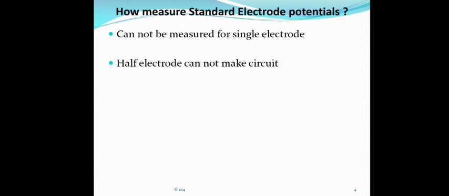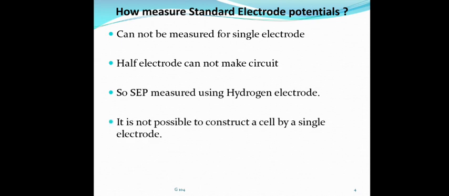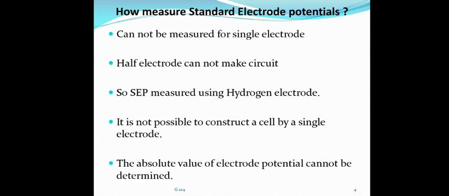So half electrode cannot make a circuit. If you take a single electrode, it cannot make a circuit. If it is connected with something, whether it acts as anode or cathode depends upon the other electrode. So standard electrode potential is measured taking a standard electrode. What is that standard electrode? Hydrogen electrode. So it is not possible to construct a cell by a single electrode. The absolute value of electrode potential cannot be determined.